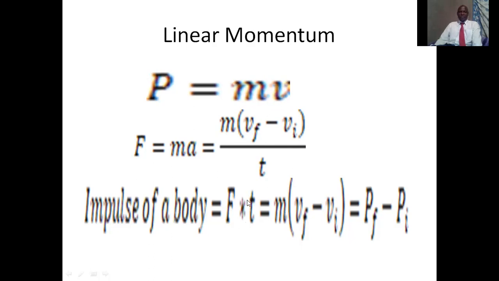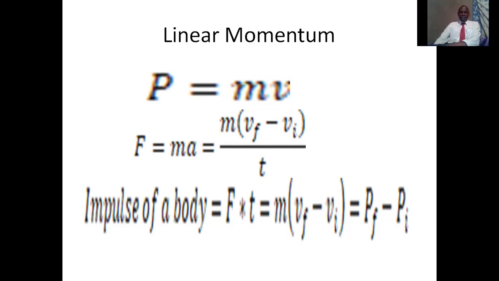And this term, force multiplied by time, is what is known as the impulse of a body. So what this means is that the impulse of the body is the change in momentum. So momentum after minus momentum before. In other words, the final momentum minus the initial momentum. That's what is known as the impulse.